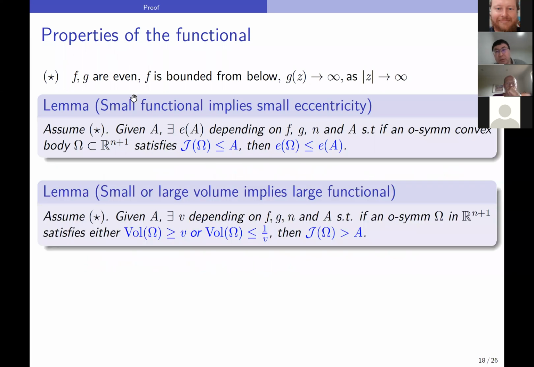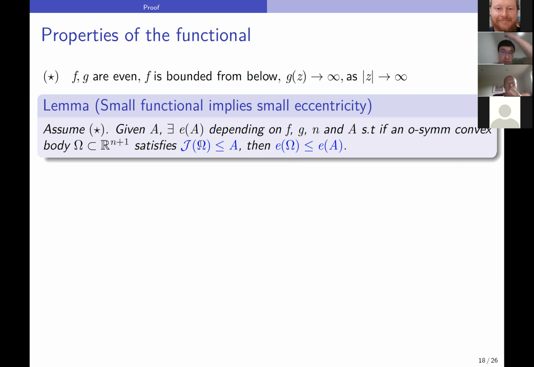As we mentioned, we assume the condition star, so f is bounded from below and g goes to infinity when v goes to infinity. Under this condition, we can relate the value of the functional with the shape and the volume of our convex body. The first lemma says that if the functional is small, then the eccentricity is also small. So if J of omega is less than A, then the eccentricity is bounded by some constant. That means the shape is not bad.